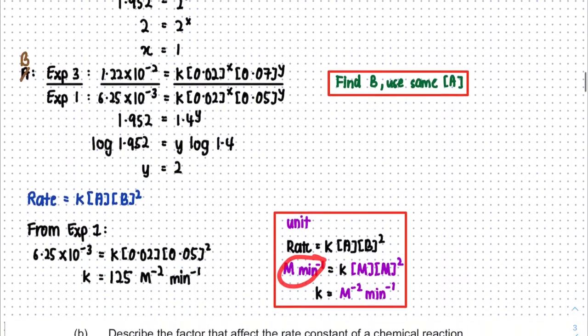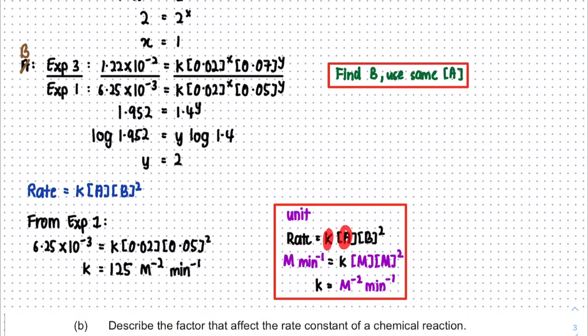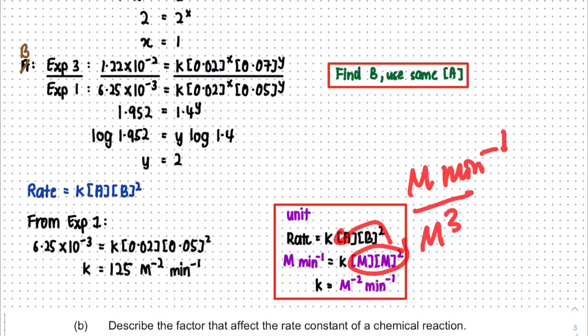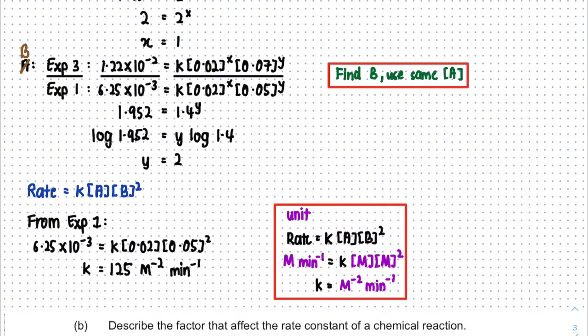Okay, and then from here, k, A to the power of 1. So maknanya this is concentration unit the M. Okay, B to the power of 2, maksudnya M squared. Okay, and then to determine the k, here is actually M to the power of 3. Lepas tu bawa ke sini, so it will be M per minute divided by M to the power of 3. So this one, M^-2 per minute. Ni dah tak ada lah. So that is how we get the unit for this rate constant. Okay, so that is for the calculation.